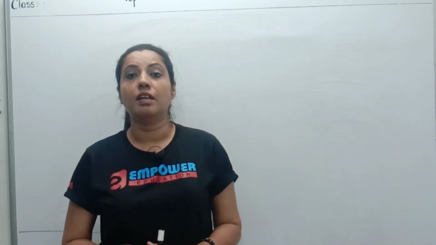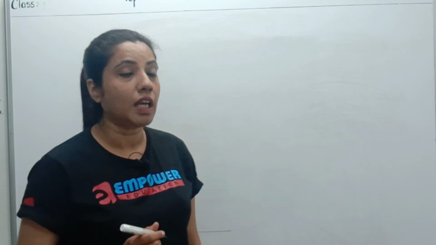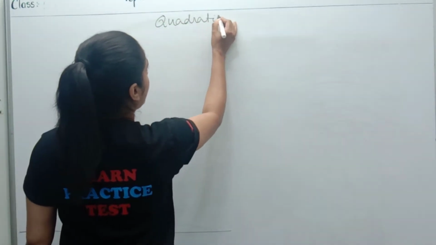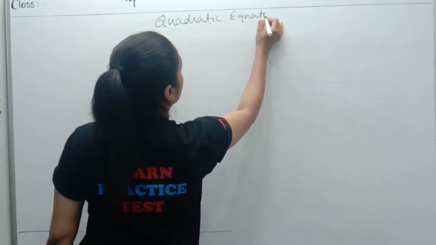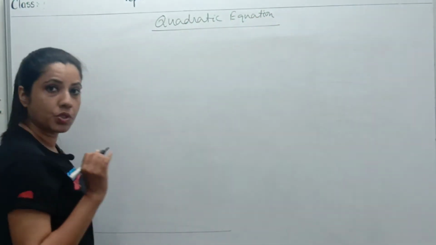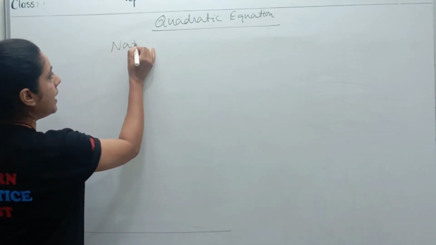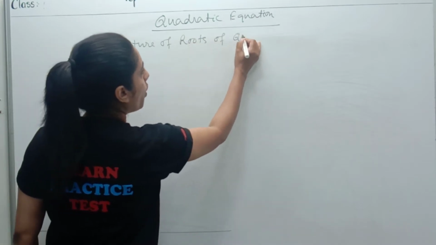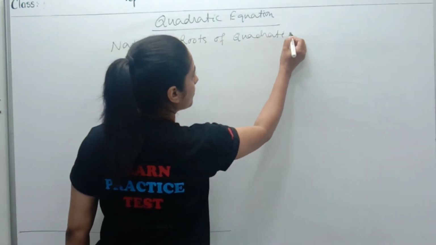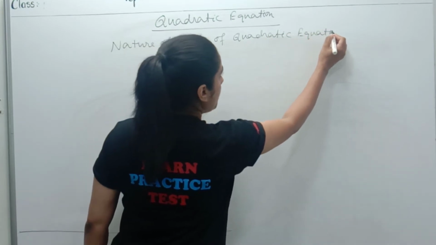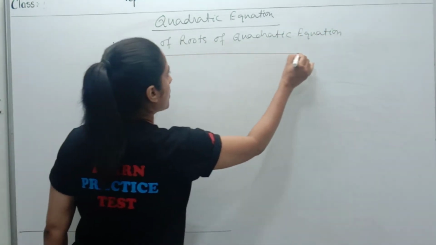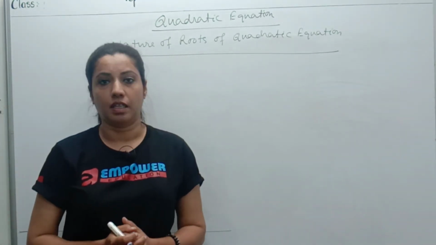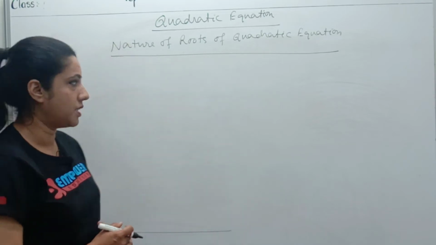So let's start with the nature of the roots of a quadratic equation. Let me write the topic for you. So today we are going to talk about the nature of roots of a quadratic equation. If for a given equation you have to find out how the roots of the quadratic equation will be, we have three criteria for it.